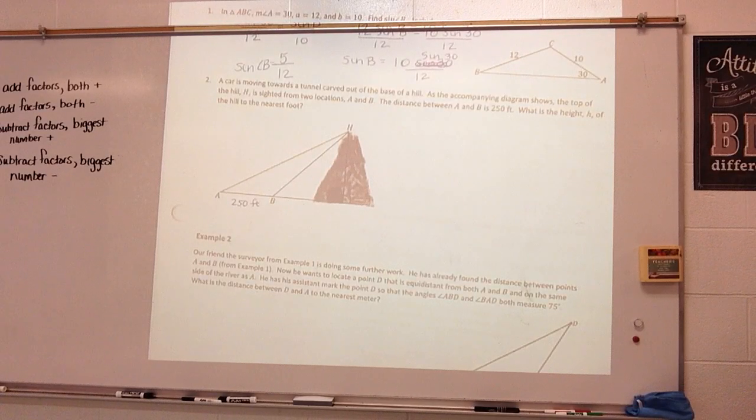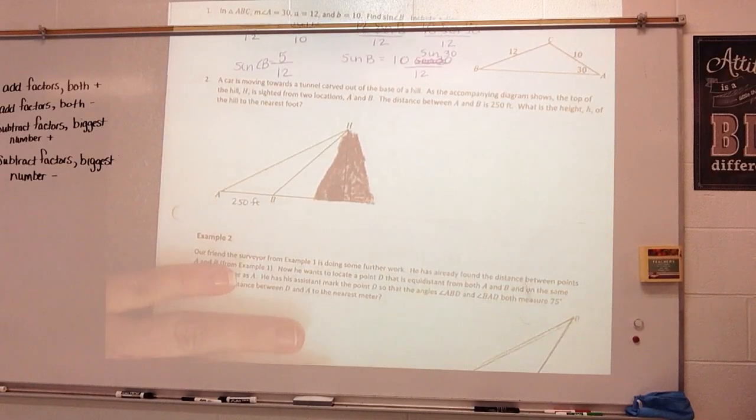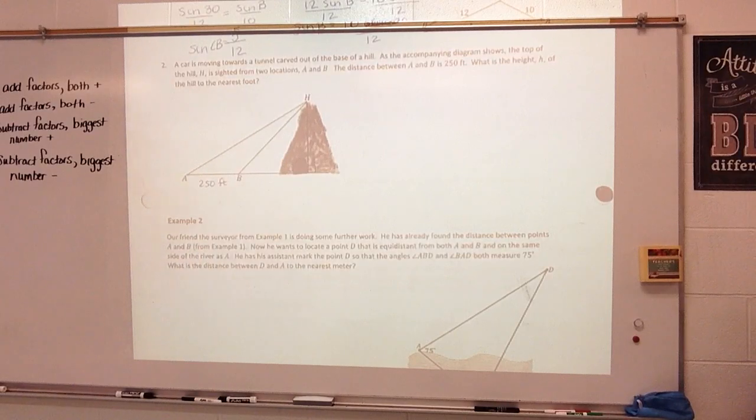I want to know what is the height. Okay, so we're going to use the lesson that we talked about, angle of depression, angle of elevation. Since I am looking down, then I know it is an angle of depression. All right? The angle of depression from H to A is 60 degrees.